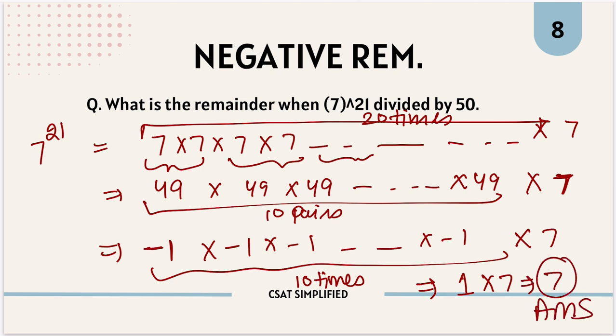I hope you understand how we used the concept of negative remainder in this case, because using 7 was not easy. Doing a long calculation is not easy. But we know that 49 gives a remainder of -1, and that is how the pairing was done.